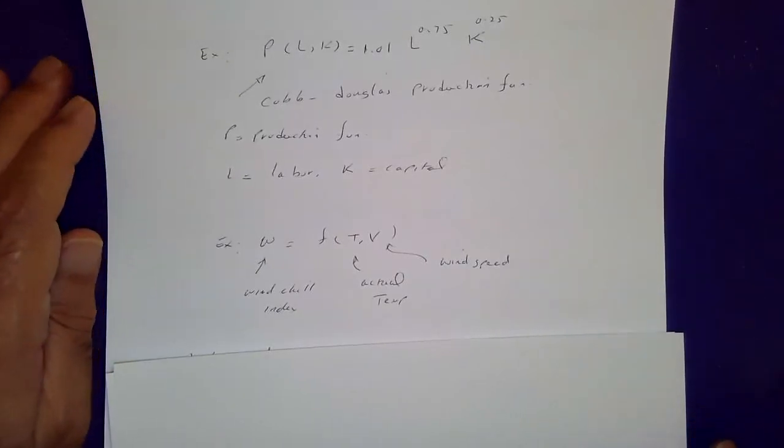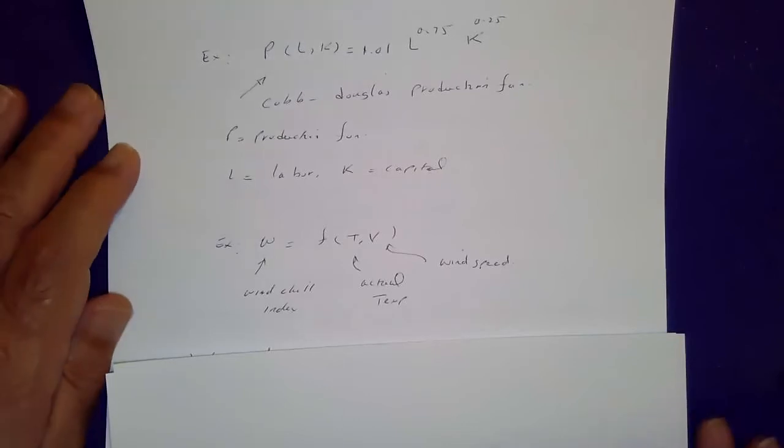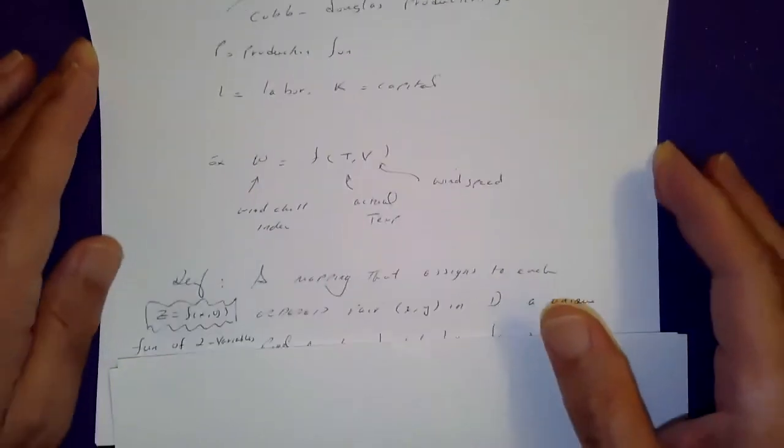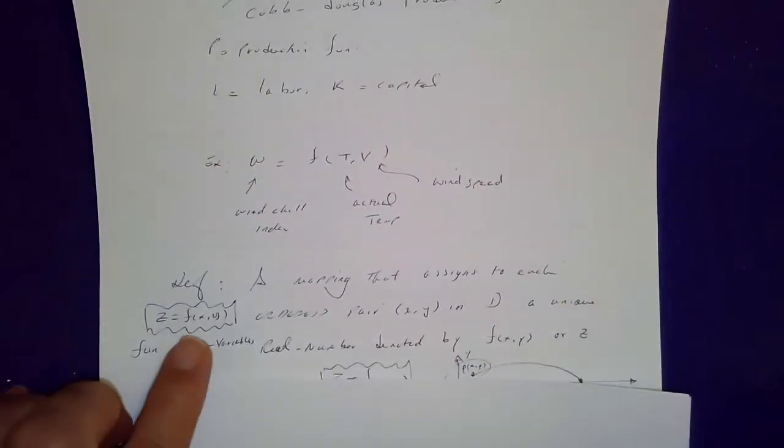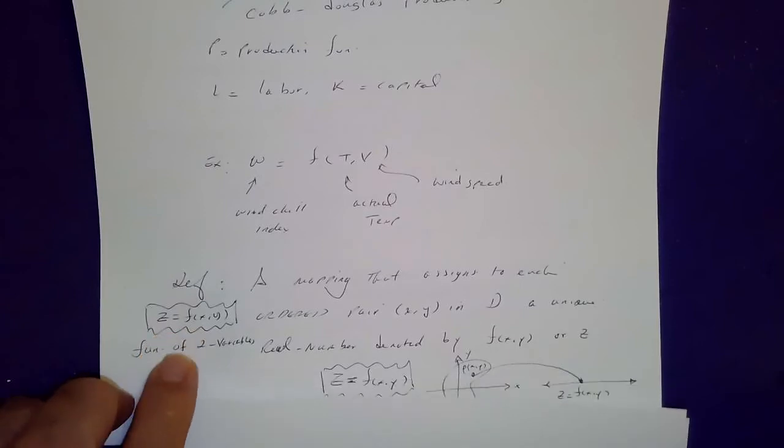So it'd be nice to examine these kinds of functions and learn about their properties, their domain, their graphs, and their applications in real life. To begin with, let's define a function of two variables, namely the independent variables are x and y. The dependent variable is z.